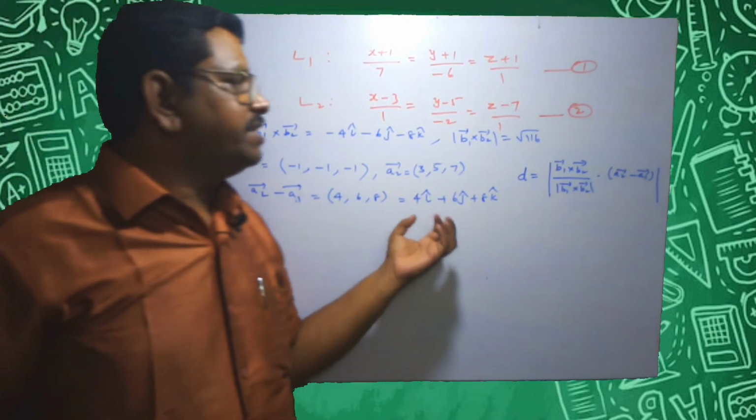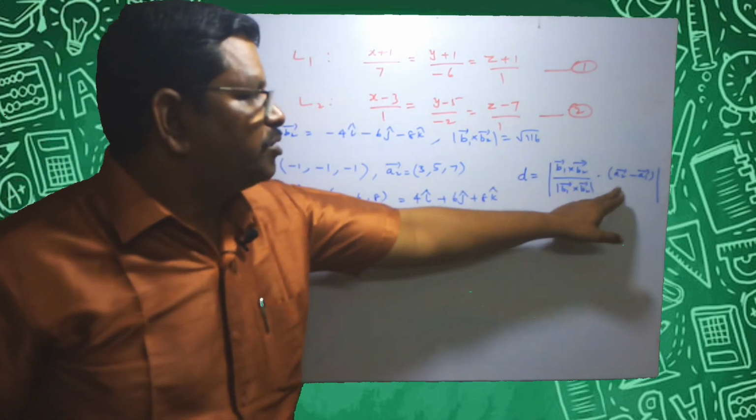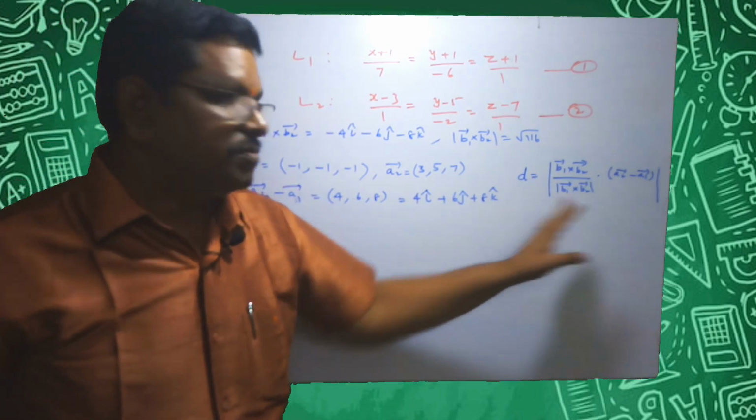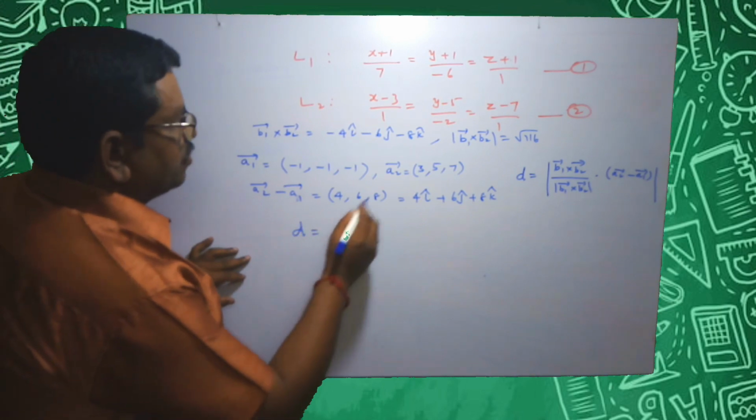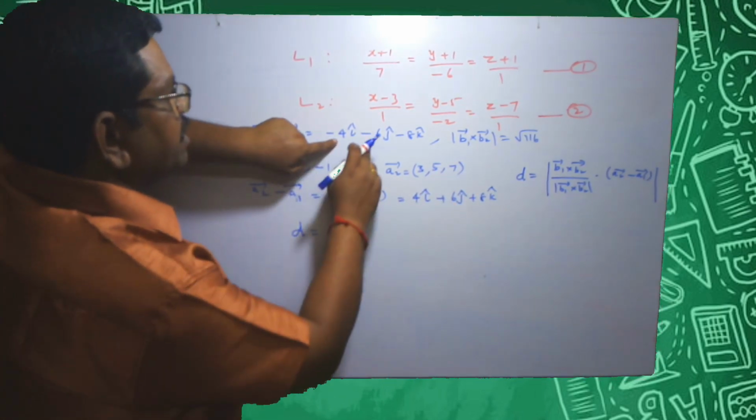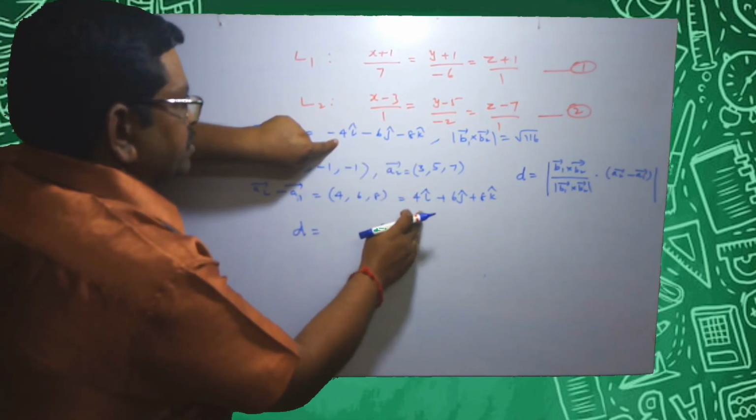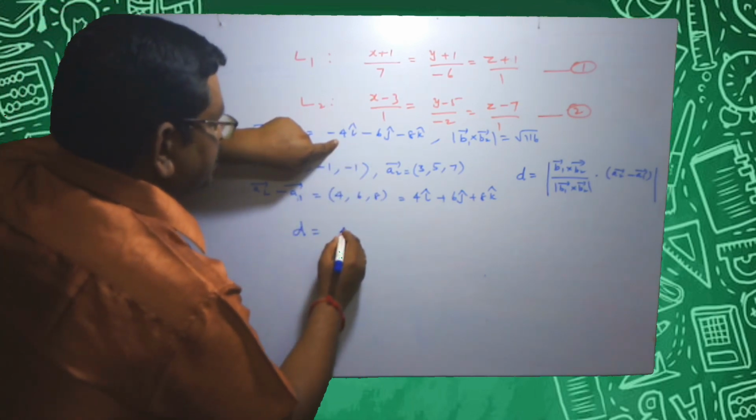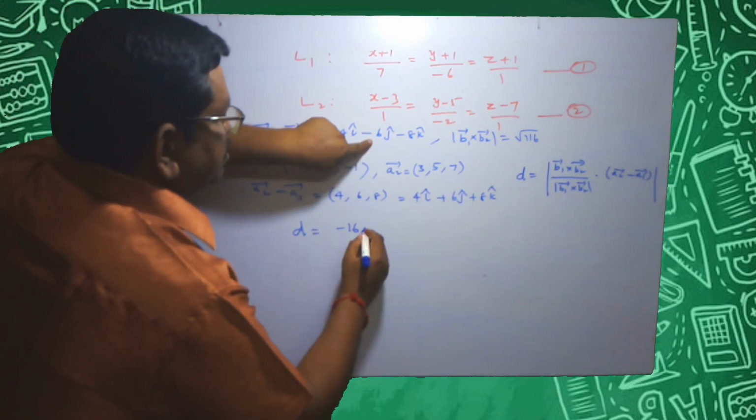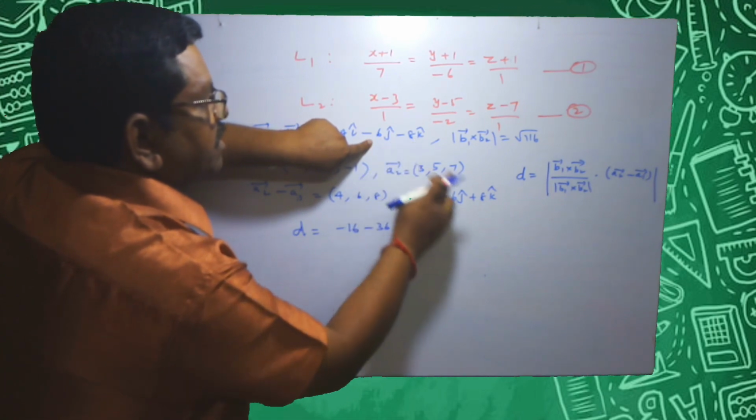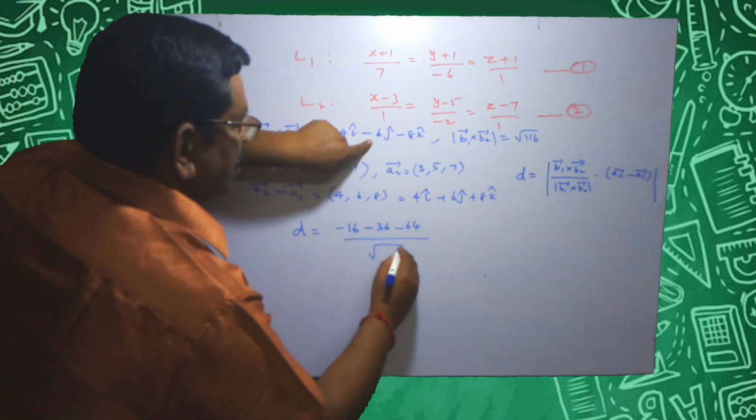Now, whatever the things we need in the formula, we have got everything: B1 cross B2, A2 minus A1, modulus of B1 cross B2. Let us substitute all the values in the formula. So, the shortest distance D is equal to B1 cross B2, that is minus 4i minus 6j minus 8k. You just find the dot product with this A2 minus A1. So minus 4 into plus 4 will be changed as minus 16, and minus 6 into plus 6, that is minus 36, minus 8 into plus 8, that will become minus 64, divided by root of 116.